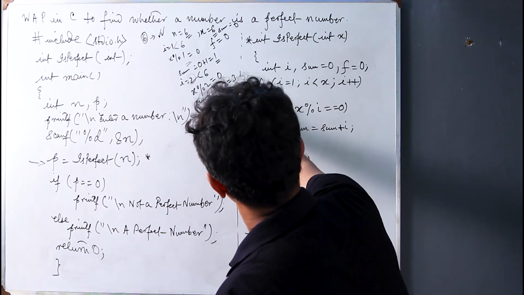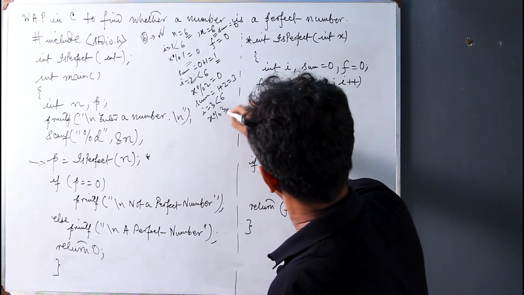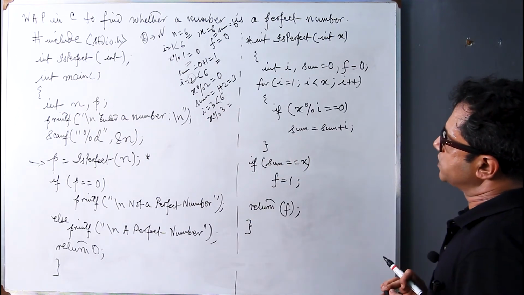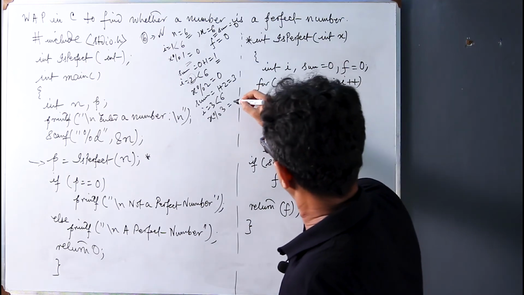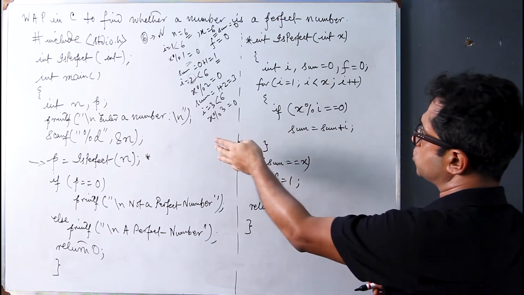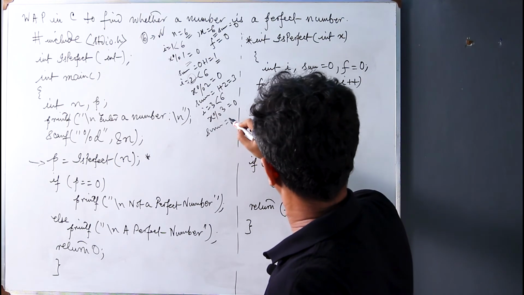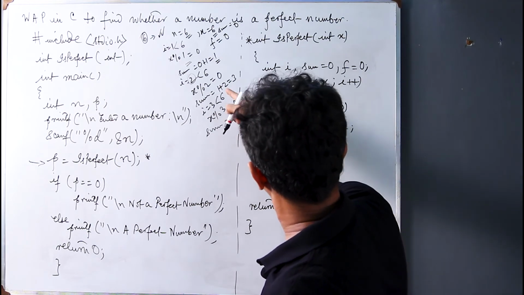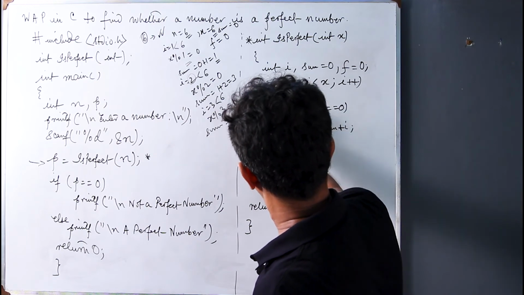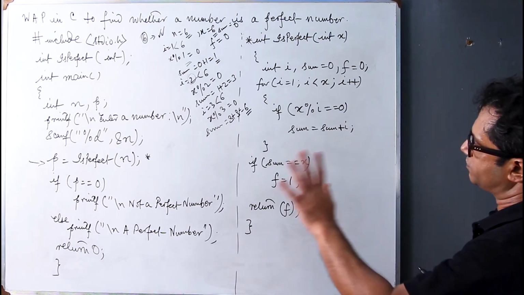Now I becomes 3, which is less than 6. X percent 3 means 3 divides x perfectly. So we get a remainder of 0 yet again. So this condition again holds. So 3 also becomes a factor of 6. So sum will be again updated: 3 was the previous value of sum, and this 3 will be added to the previous value 3 to give a value now 6. So sum has a value of 6 now.